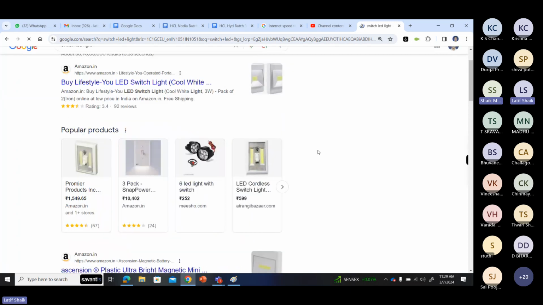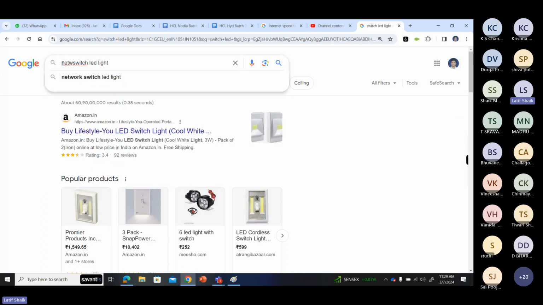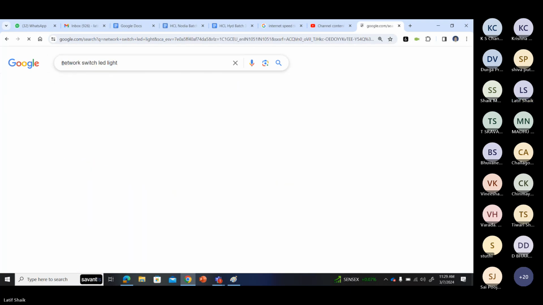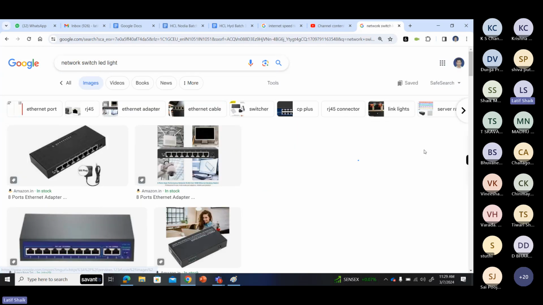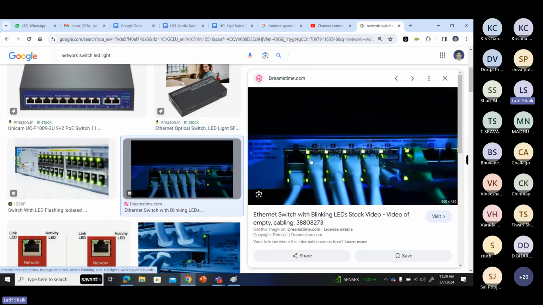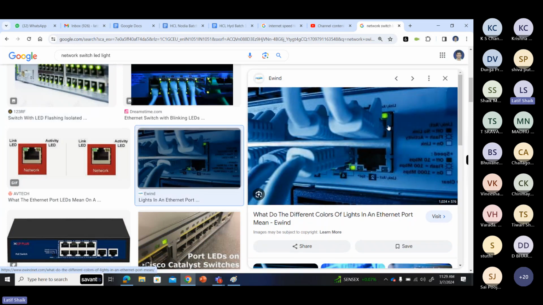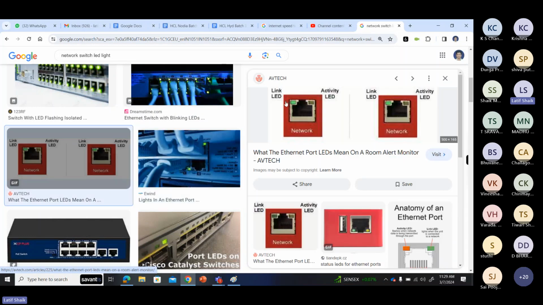And not this switch, a network switch. When you say switch, always put network switch. These LED statuses are there. By this LED status, we can understand whether connectivity is there or not. Link status and activity status are both there. So you can see, link LED, activity LED.